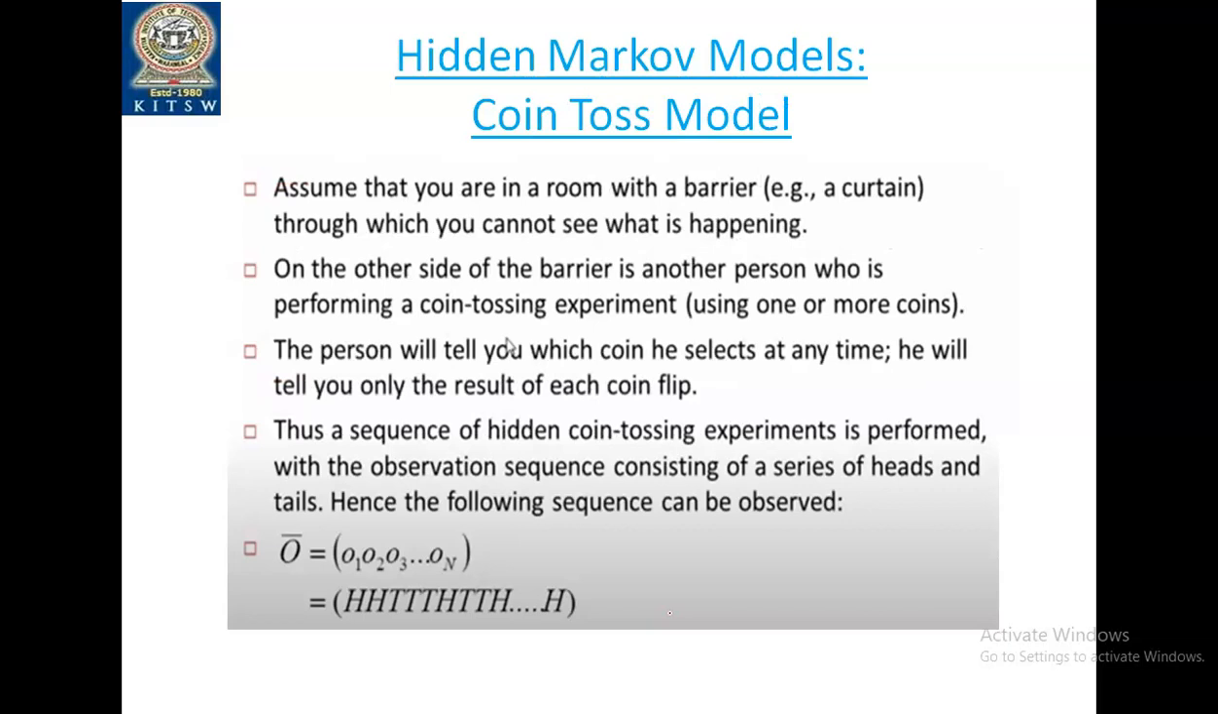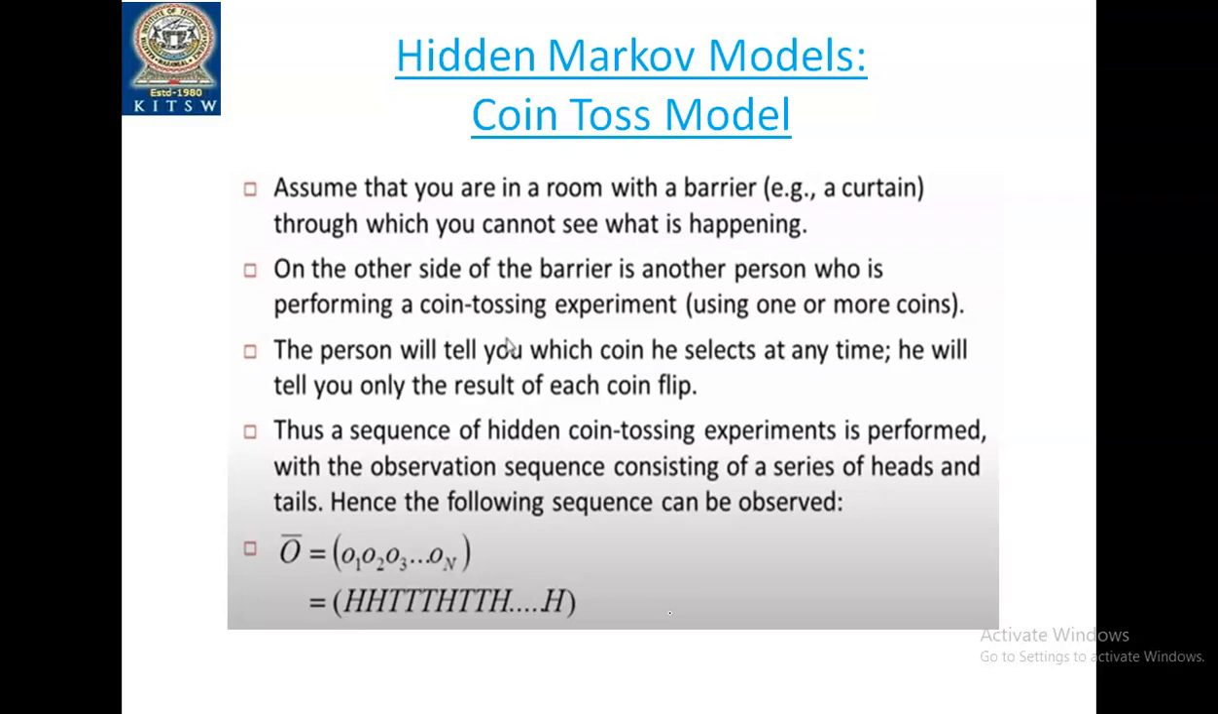Assume that you are in a room with a barrier, for example a curtain, through which you cannot see what is happening. Imagine a situation where your friend is behind the curtain on the other side, and you don't know what is happening there. On the other side of the barrier, your friend is performing a coin tossing experiment using one or more coins. We don't know how many coins. Now let us stick to only one coin. The person will tell you which coin he selects at any time, and he will tell you only the result of each coin flip.